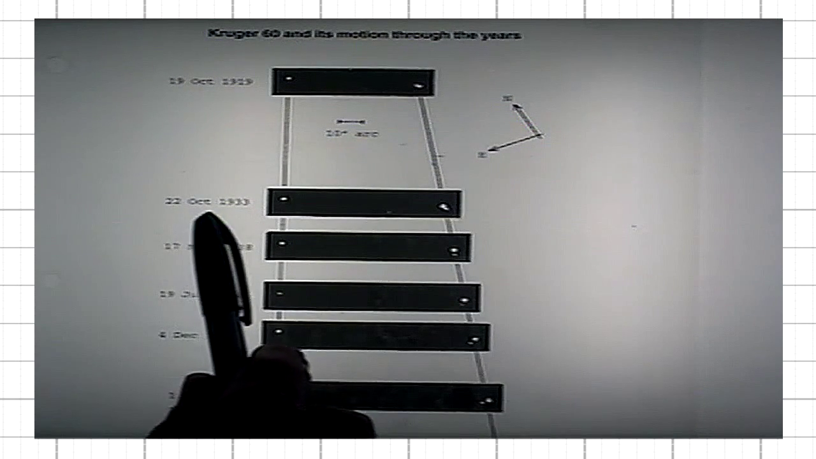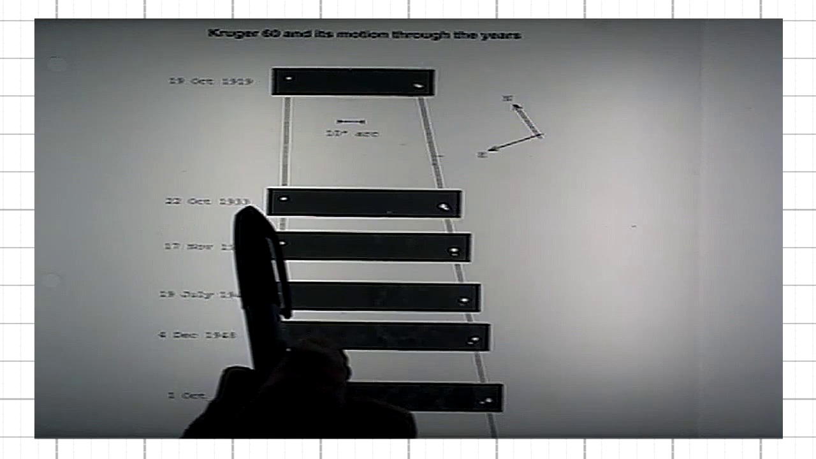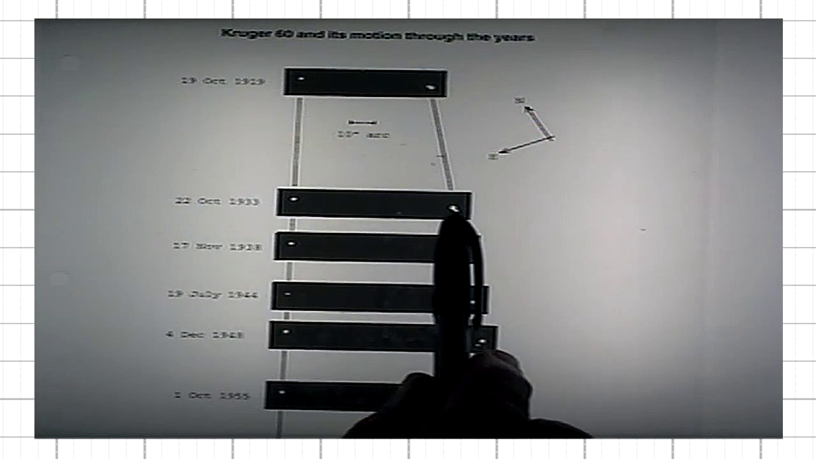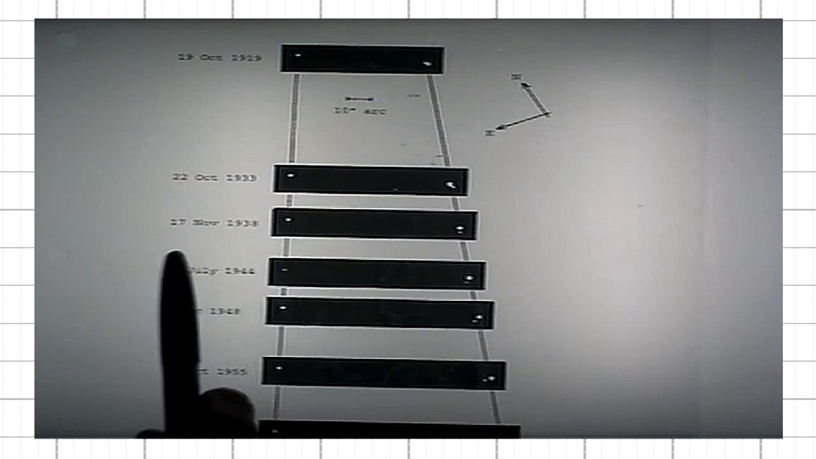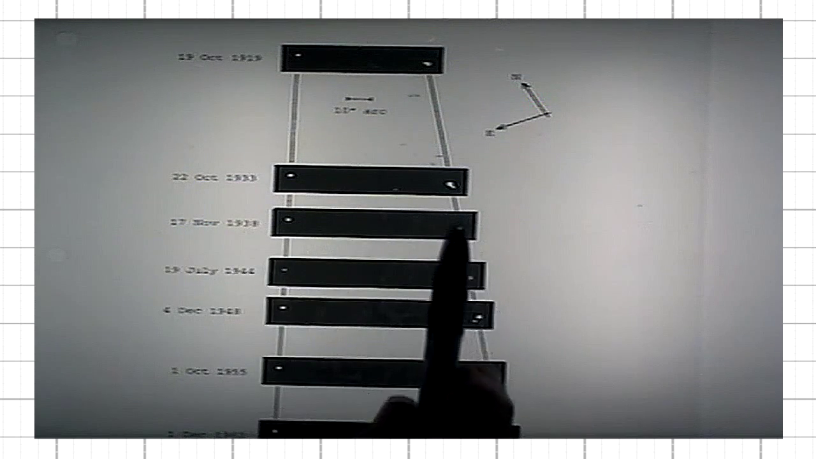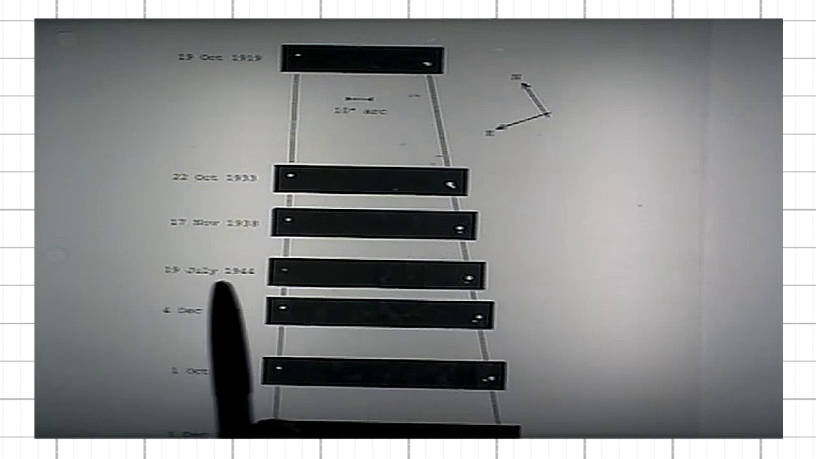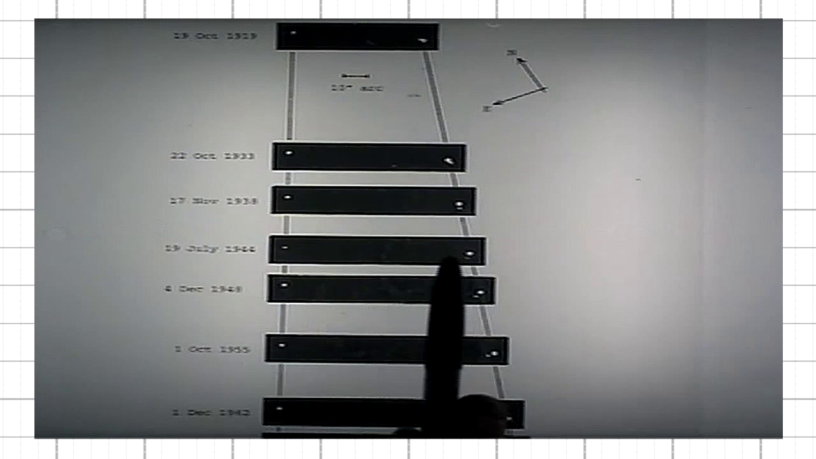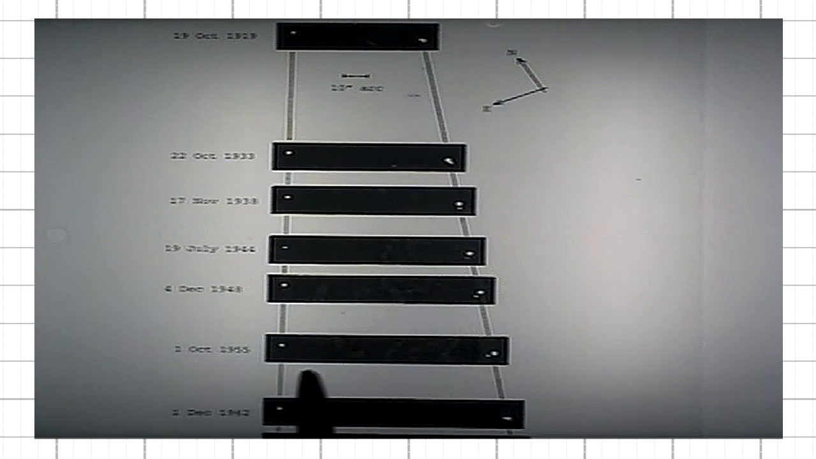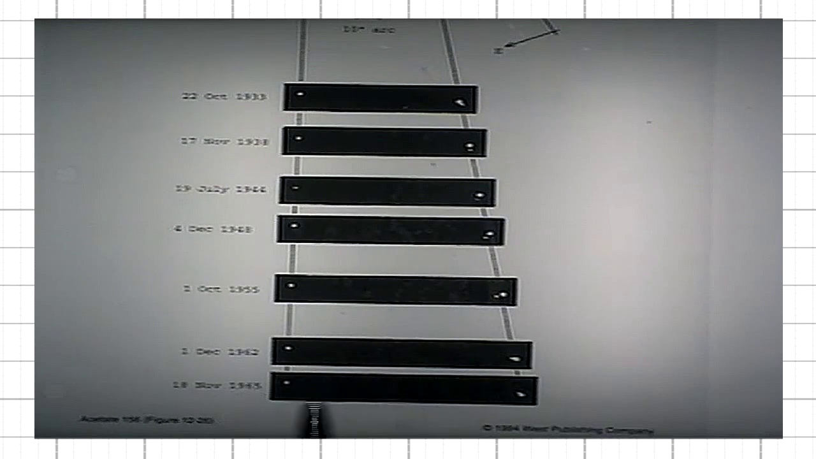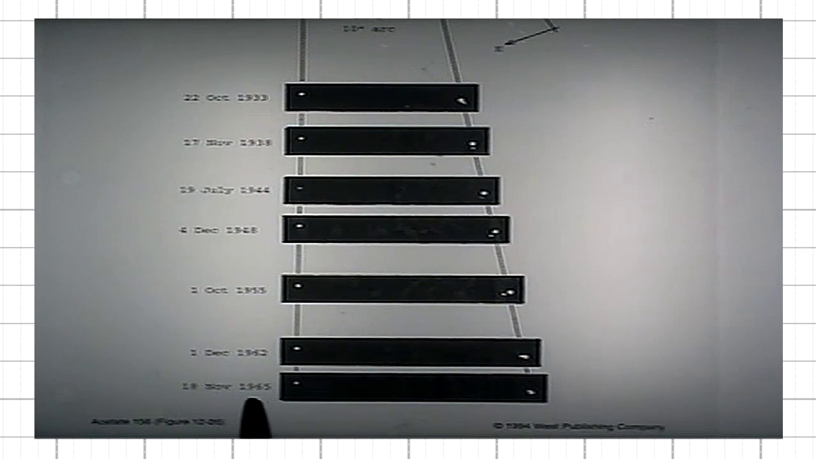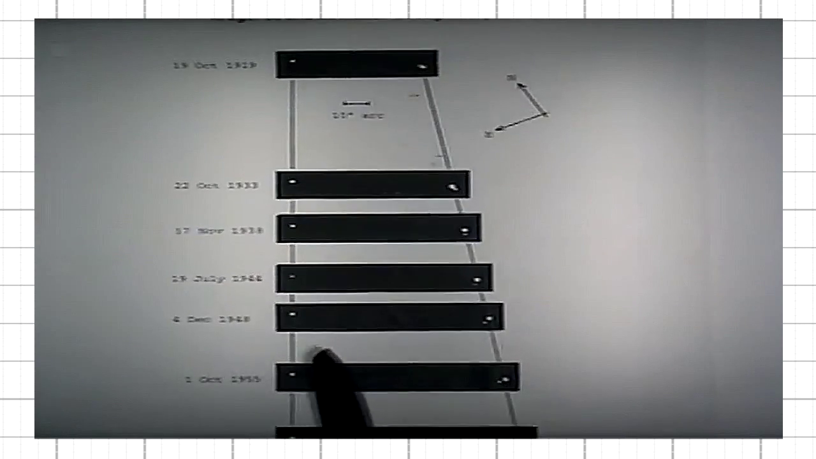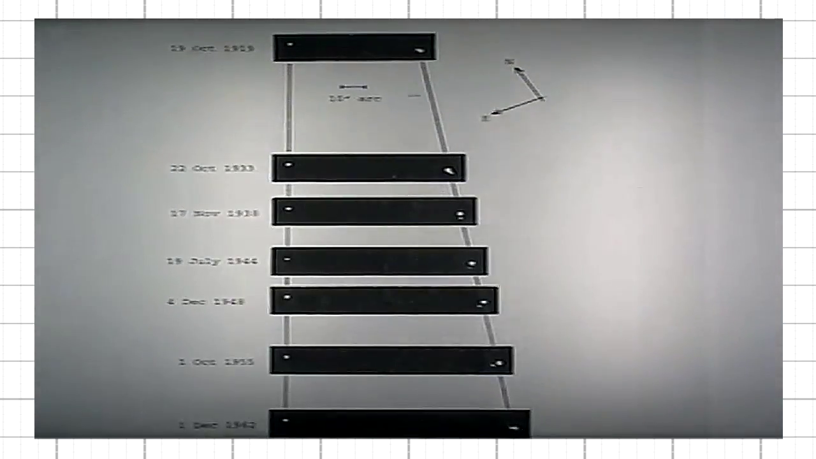Then, roughly 14 years later, right? Here is the same binary system. Then, 5 years later, you can see that this one is moving. Then, 6 years later, you can see better that one is moving around the other one, and so on, right? And here, on November 18, 1965, the two stars have returned back to their initial positions.